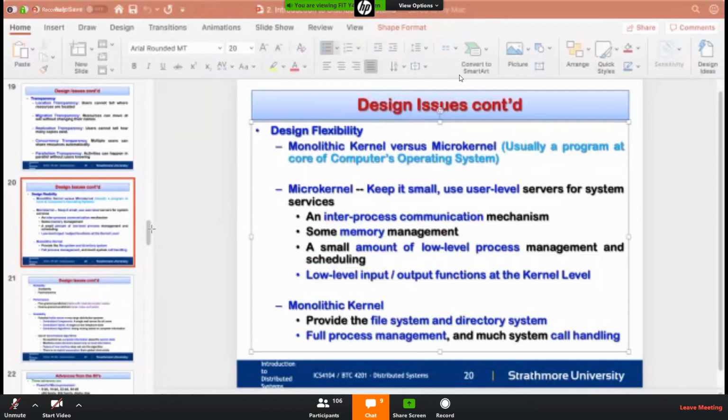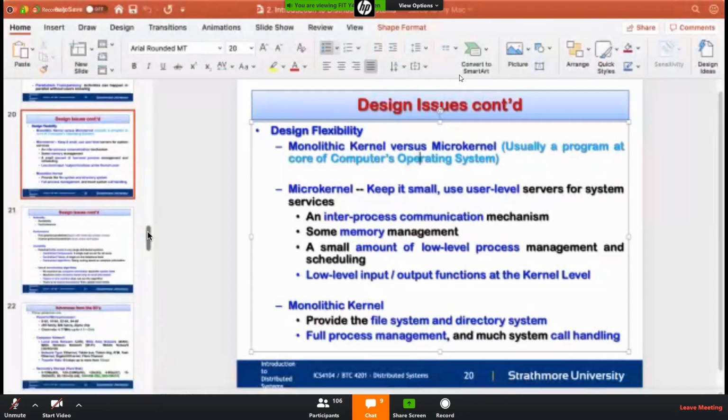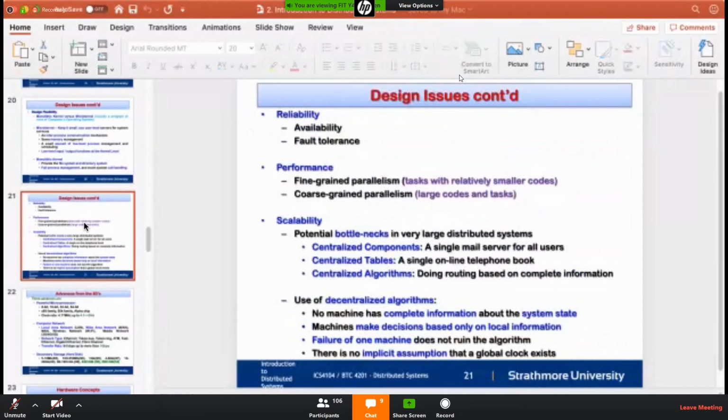Then, related to that, in terms of that design, is reliability. Reliability basically comes from the concept of availability. If something is available, I can say it's reliable. And that's why we say 99%, 99.9%. So that is reliability.